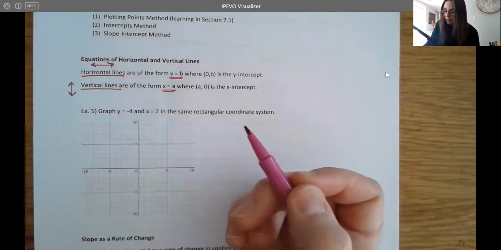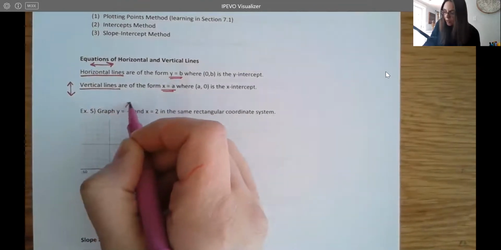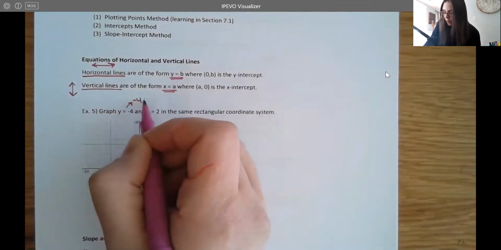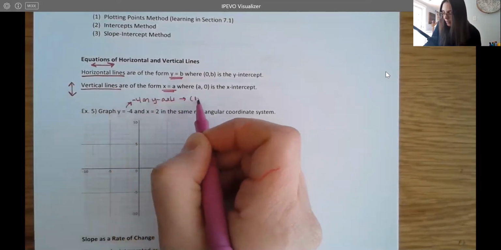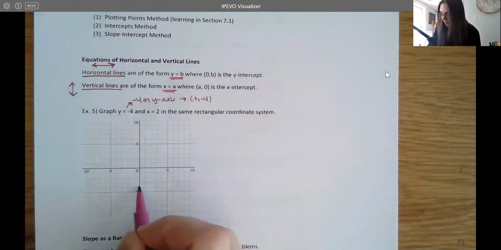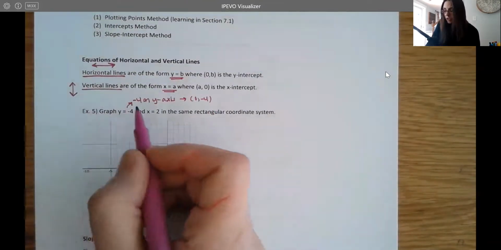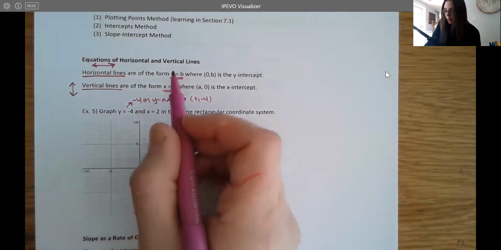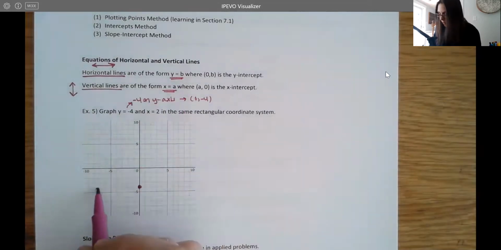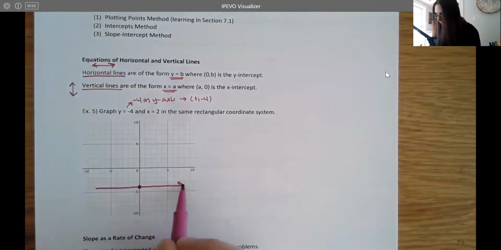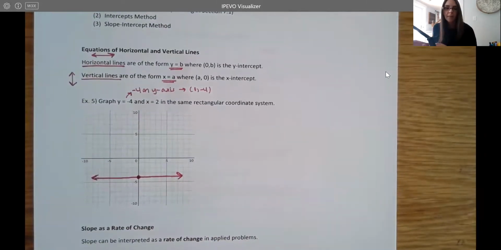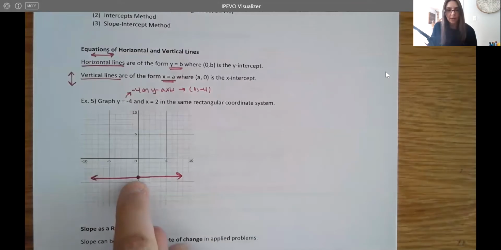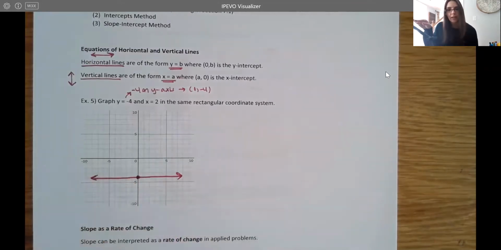So y equals -4. So what you're going to do is find -4 on the y-axis. So this is actually your y-intercept. And then you're just going to draw a horizontal line right through it. So when it's y equals, it's a horizontal line. So I'm going to go like this. Now, if you're in MyMathLab, what you can do is just plot your intercept first, and then click any point to the right or left of it, and it will make a nice horizontal line for you.